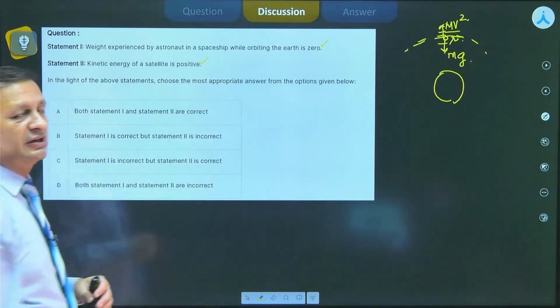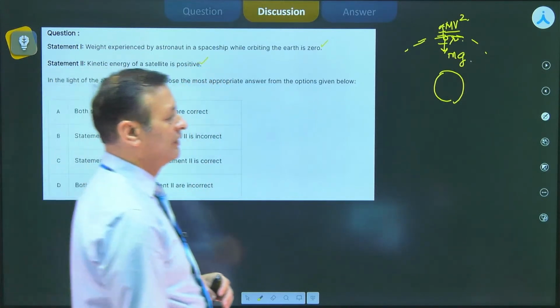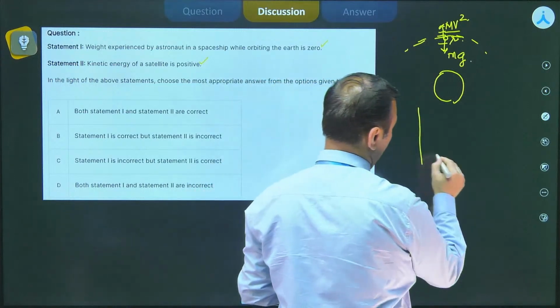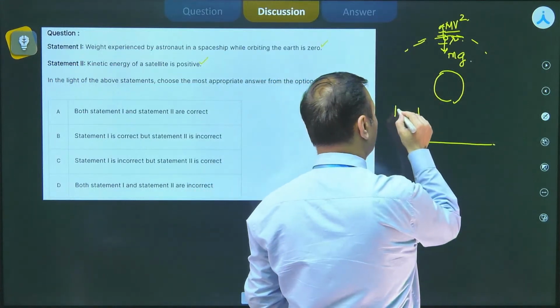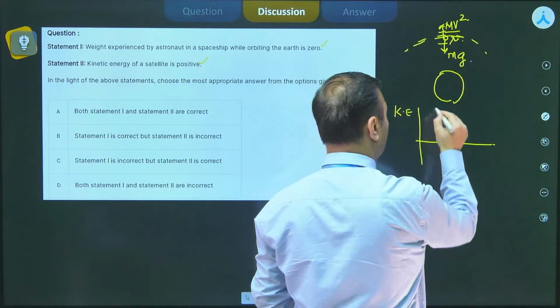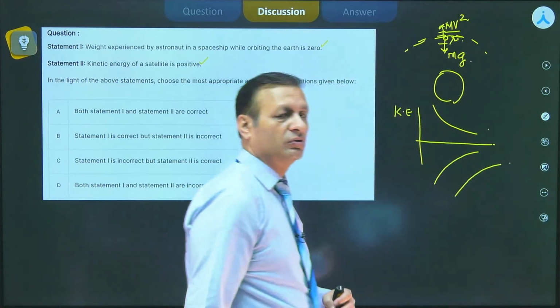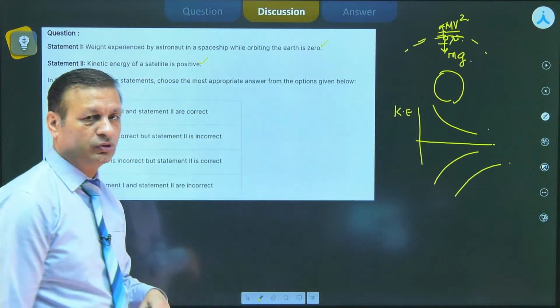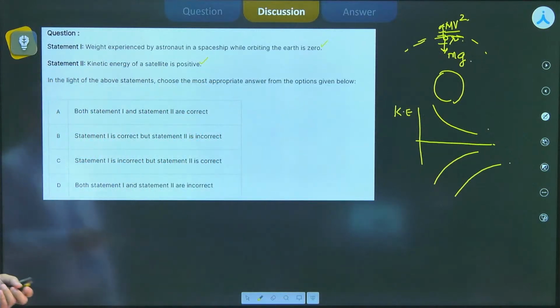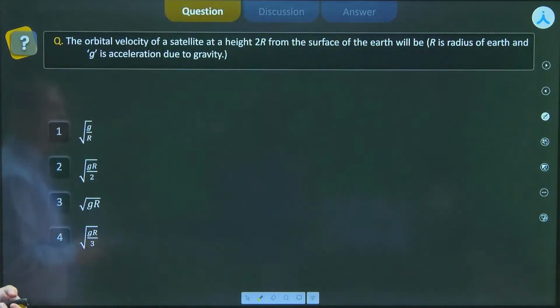Kinetic energy of a satellite is positive. Yes, we have just stated kinetic energy will always be positive, and if you look at the graph, it is the kinetic energy that is on this side, and potential energy and total energy are on the lower side because they both are negative. So in the same question, statement 1 is correct, statement 2 is correct. So both statement 1 and 2 are correct. So this is the option.